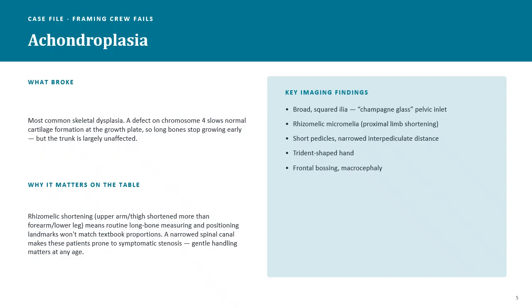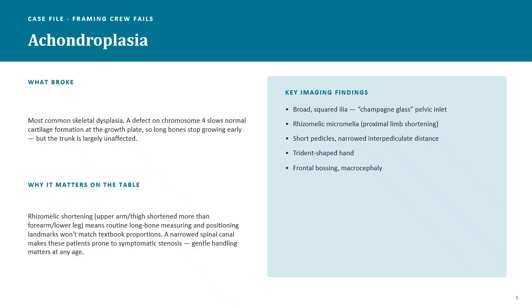A term that you should consider is rhizomelic shortening. All right, that means that the proximal portions of that patient's extremities are affected more than the distal portions. In other words, the upper arms and the thighs are shortened more than the forearms and the lower legs. Now this matters when you think about positioning the patient because they may have unusual landmarks and distances, and you can look at the descriptions in the textbook.